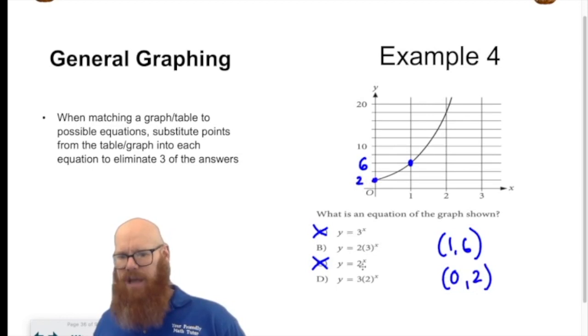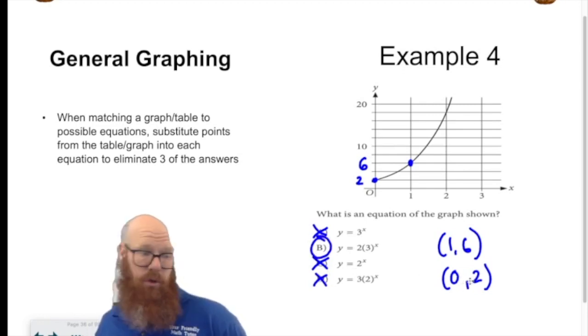So I only need to check the answers that are left. 3 to the 0 is 1. 1 times 2 is 2. 2 to the 0 is 1. 1 times 3 is 3. So the answer is B. And I guess I would have gotten that had I just chosen 0, 2 at first.